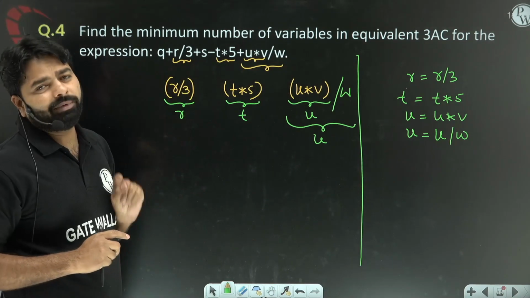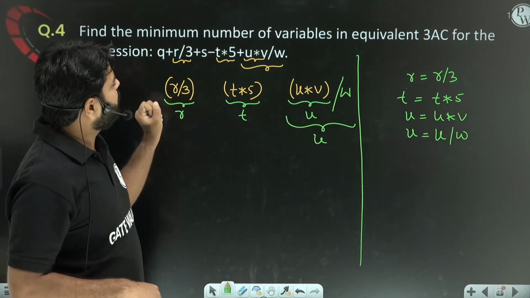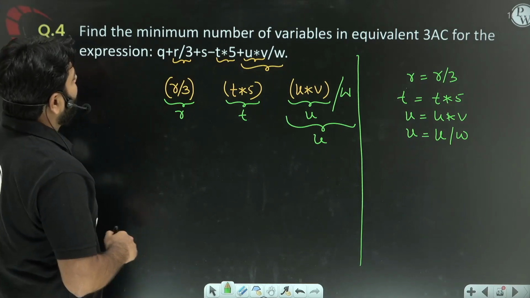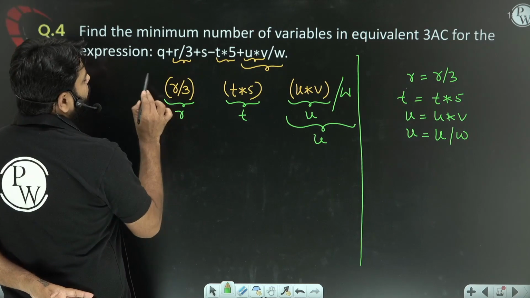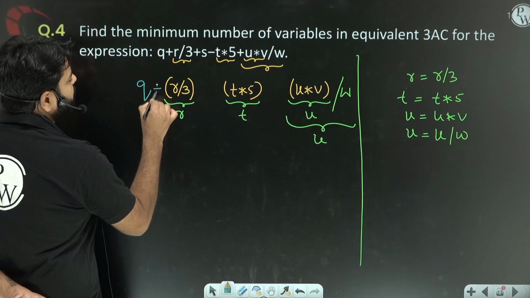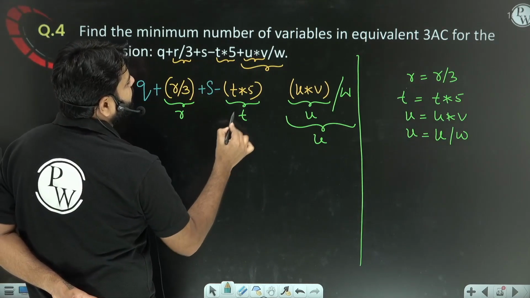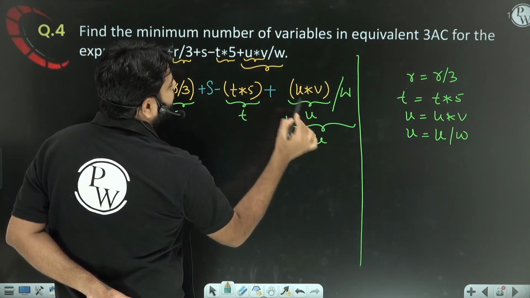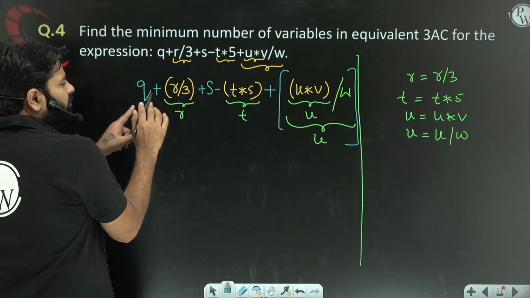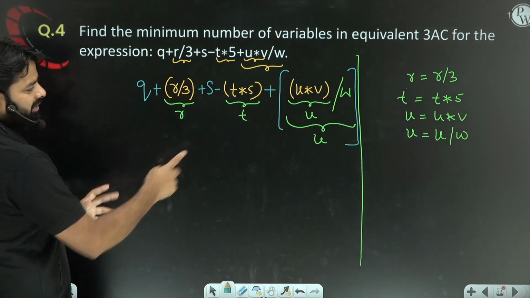Next, addition and subtraction. So now we have many additions and one subtraction. So 1, 2, 3, 4, total 4 operations are there. Among them 3 additions and 1 subtraction. So now we have here q plus, another one, plus s minus, then plus, whatever you have here. This one is done already. Now focus only on this: q plus r plus s minus t. This is a t, right?